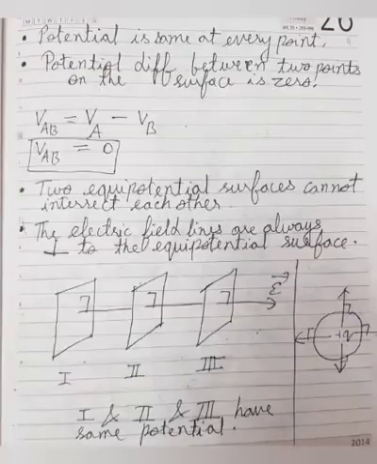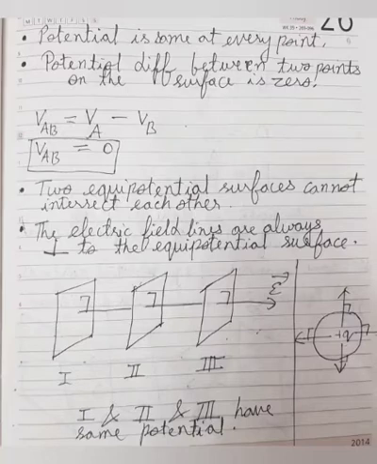The third property is that two equipotential surfaces cannot intersect each other. Like in the previous chapter we studied that two electric field lines never intersect each other. Similarly, two equipotential surfaces can also never intersect each other, because if they do so, then at the point of intersection there could be more than one value of potential, which is not possible. A single point cannot have more than one value of electric potential.